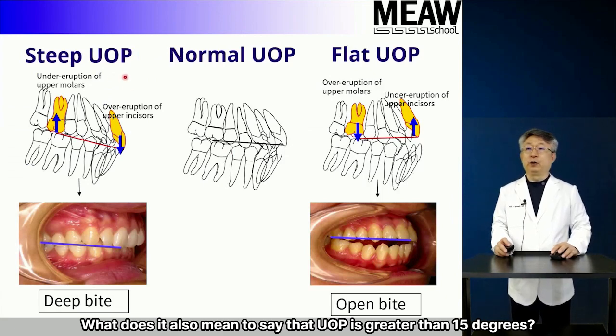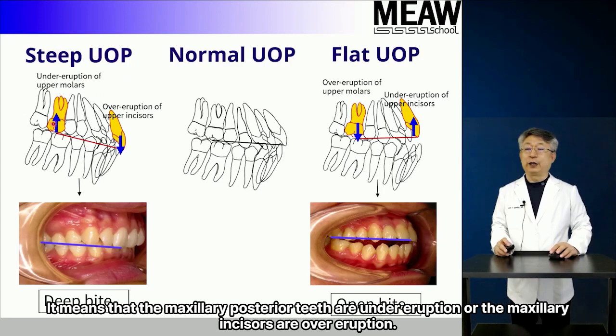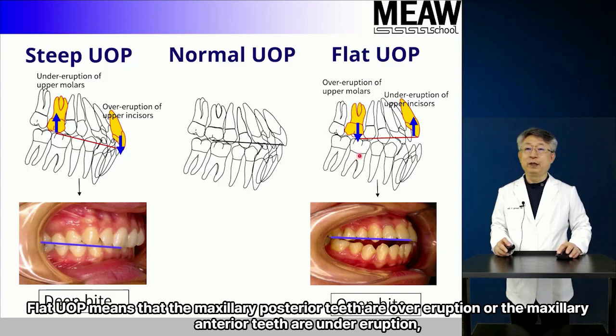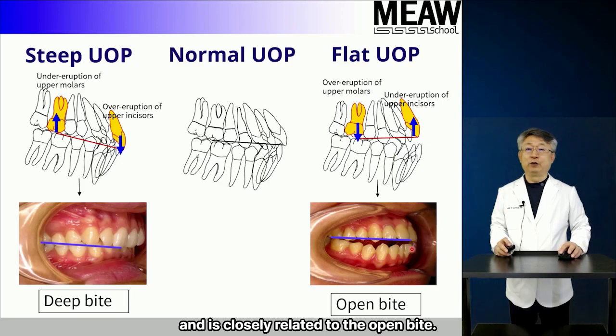What does it also mean to say that UOP is greater than 15 degrees? It means that the maxillary posterior teeth are under-erupted or the maxillary incisors are over-erupted. This has a lot to do with deep bite. Flat UOP means that the maxillary posterior teeth are over-erupted or the maxillary anterior teeth are under-erupted, and is closely related to the open bite.